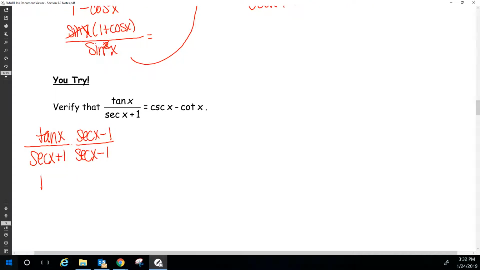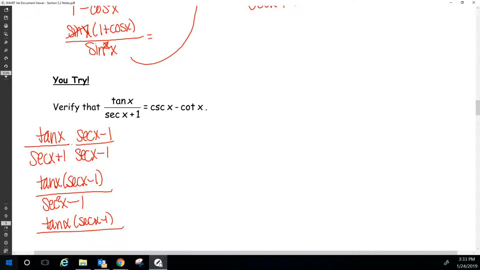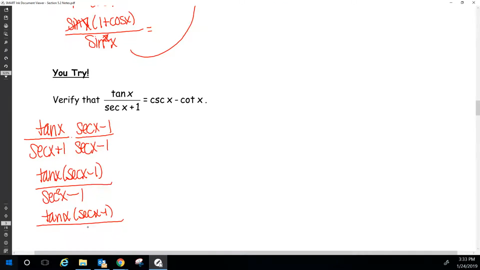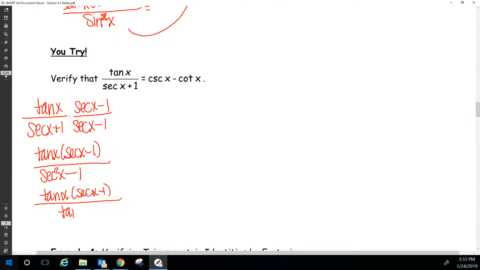All right, same thing here. I've got tan x times secant x minus 1 in the numerator. The denominator is a conjugate, so secant x times secant x is secant squared x. My middle terms will cancel out, and then I've got 1 times negative 1, which is negative 1. Secant squared x minus 1 from our Pythagorean identity is tan squared x.